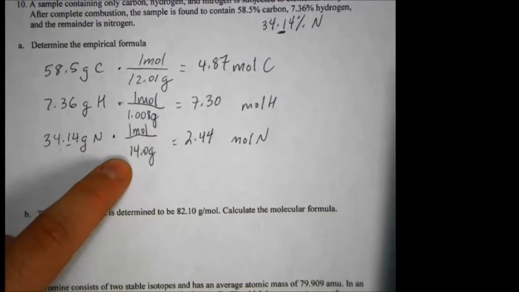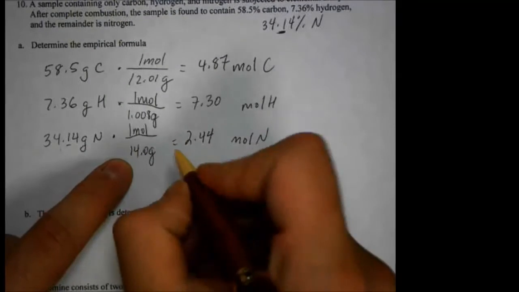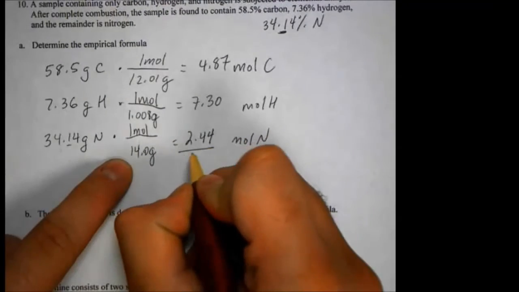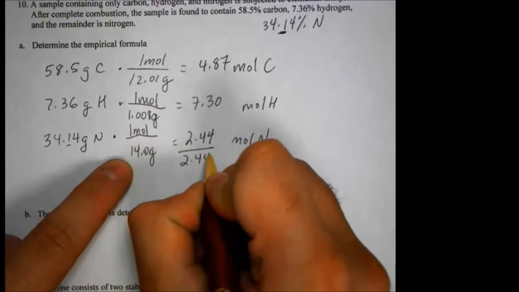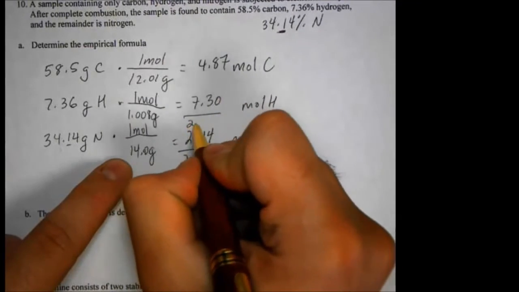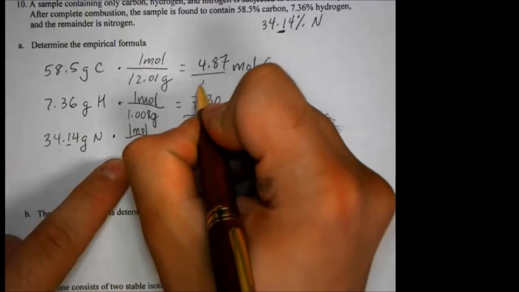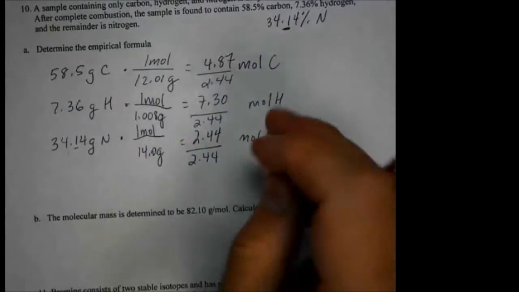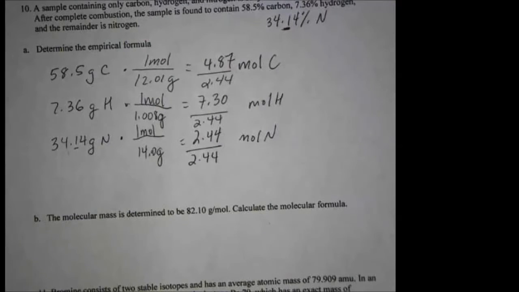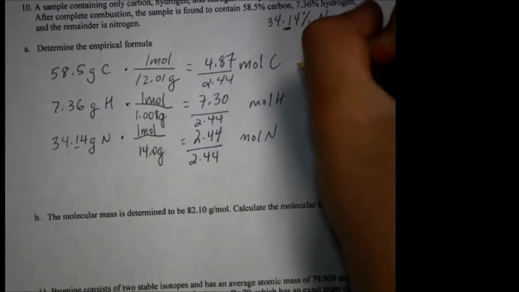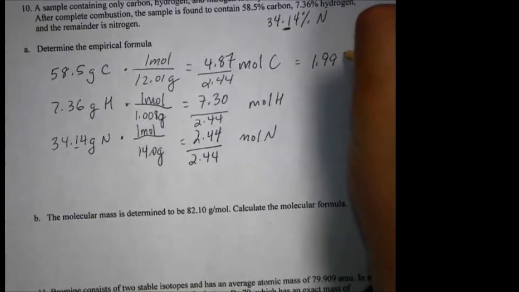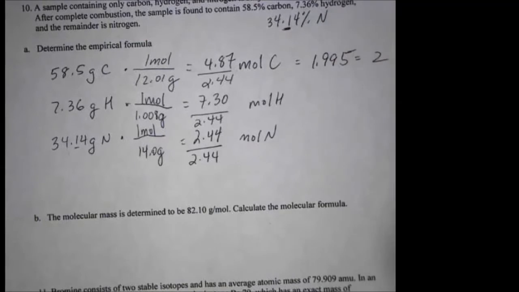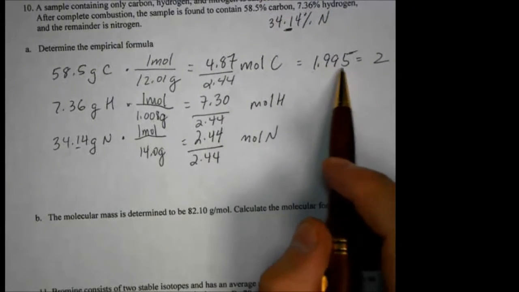So now what we're going to do is take the ratio of each of these. Using the smallest number of moles, which is the moles of nitrogen, we're going to divide each one by the smallest number of moles. And we're going to figure out what the ratios are. So for the first one, that looks like it's going to be about 2. I'll give you the exact number. That's going to equal 1.995. So that's going to be about 2. We can assume that this is 2.